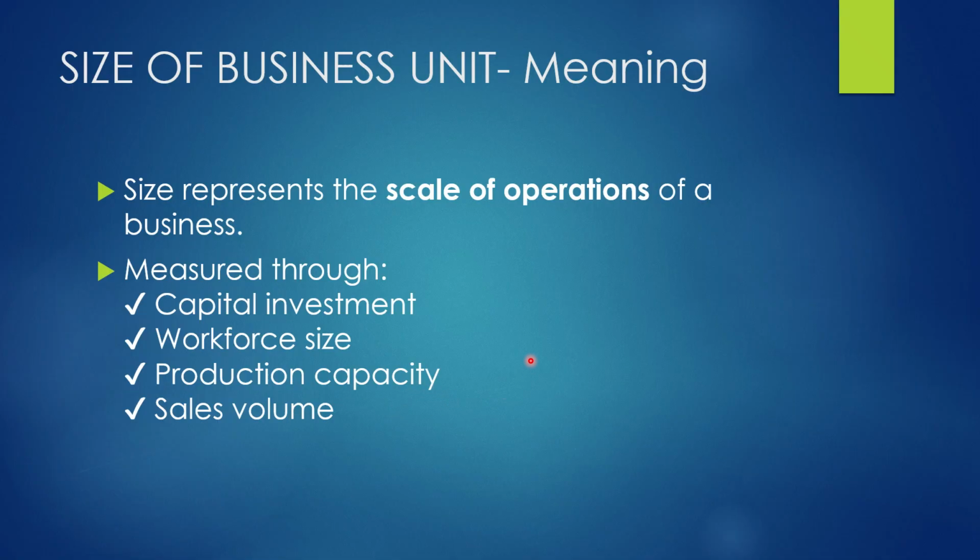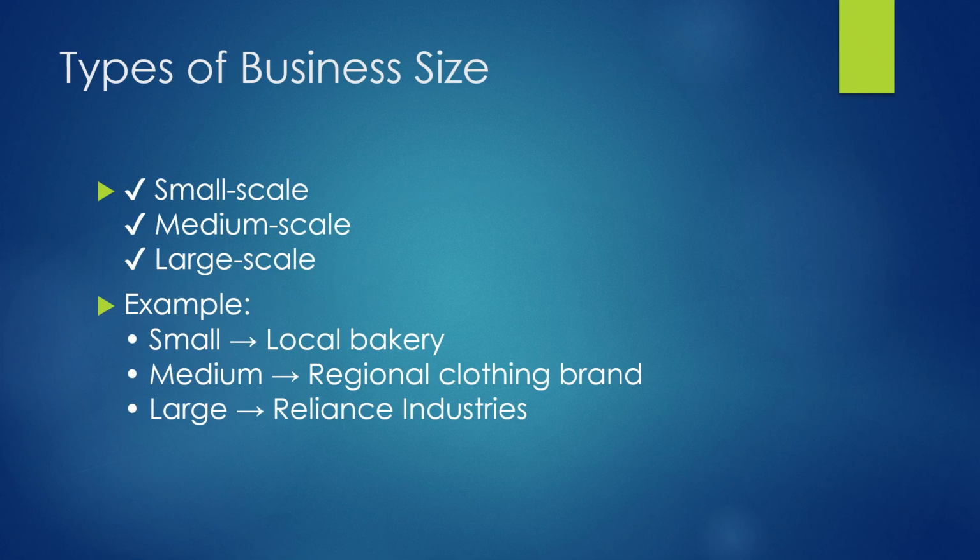For example, the Kirana shops, they are small units. The local manufacturing may be medium sized, while Tata Motors, if we talk about, is an example of a large business unit. And this is what we have just talked about. So there are small scale, medium scale and large scale, right? The examples of small scale could be a local bakery, medium size is a regional clothing brand, and large size is like Reliance Industries or Tata Industries.